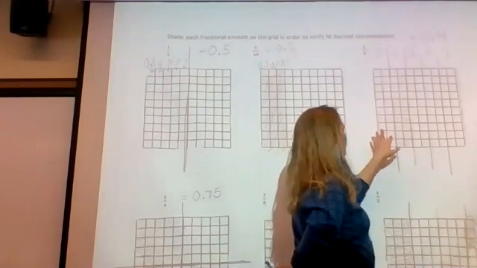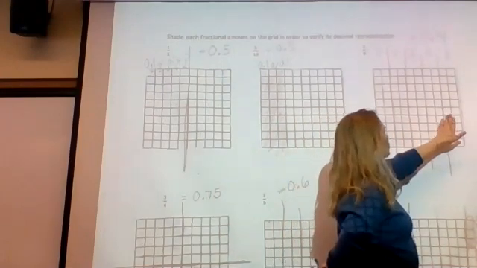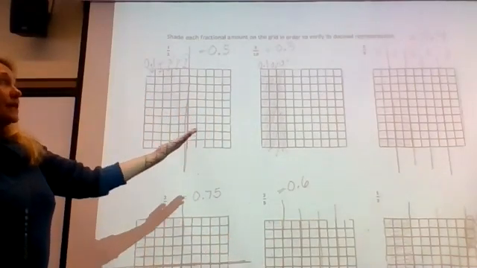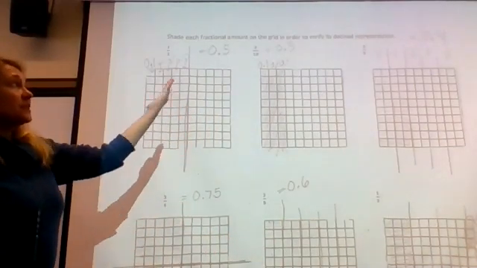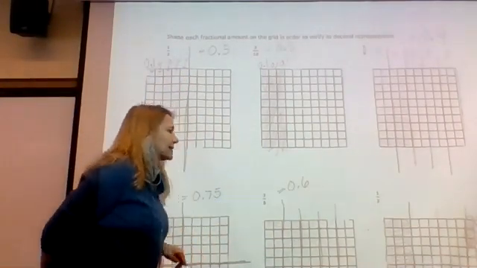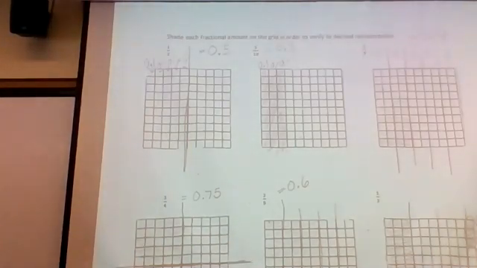2 of my fifths, so every fifth is 2 columns, right? In other words, every fifth is 0.2, right? So 2/5 would be 0.4, 3/5 would be 0.6. So we went along very happily.